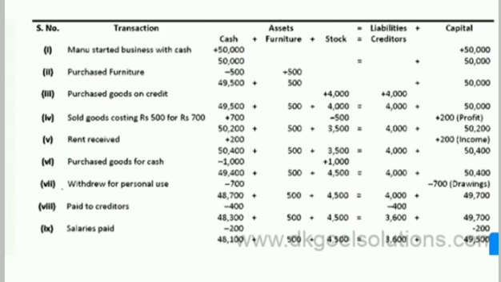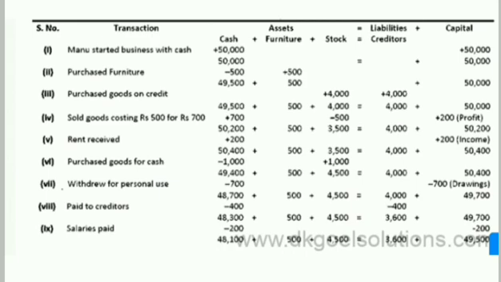Next, paid to creditors 400 rupees. So we will deduct 400 from cash and 400 from creditors. It will be 48,300 in cash and 3,600 in creditors, and the other things remain the same.